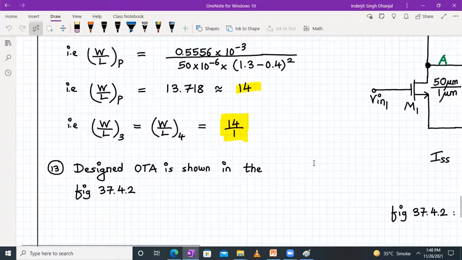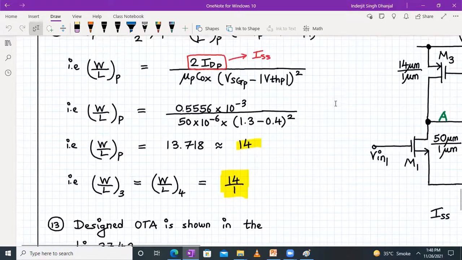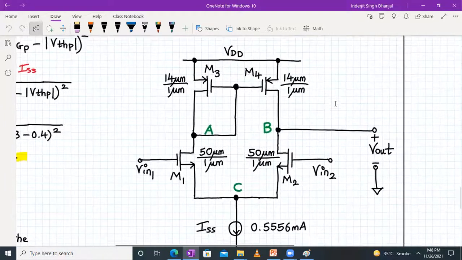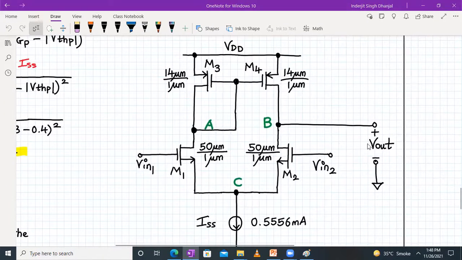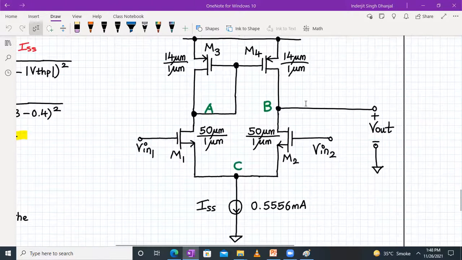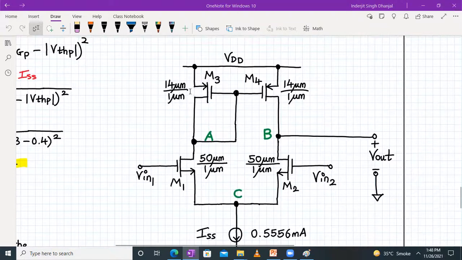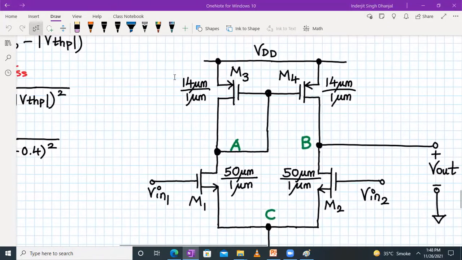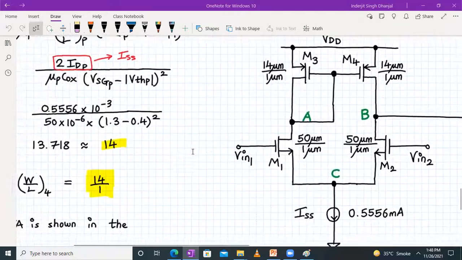Okay. So finally, the designed OTA circuit is as shown. Fine. So this is my designed OTA circuit. So my W by L ratio of M1 and M2 is 50 micrometer divided by 1 micrometer. It's 50 by 1. ISS value came out to be 0.5556 milliampere. And W by L ratio for M3 and M4 transistors is 14:1. So it's 14 micrometer divided by 1 micrometer. Okay. So this completes the design.